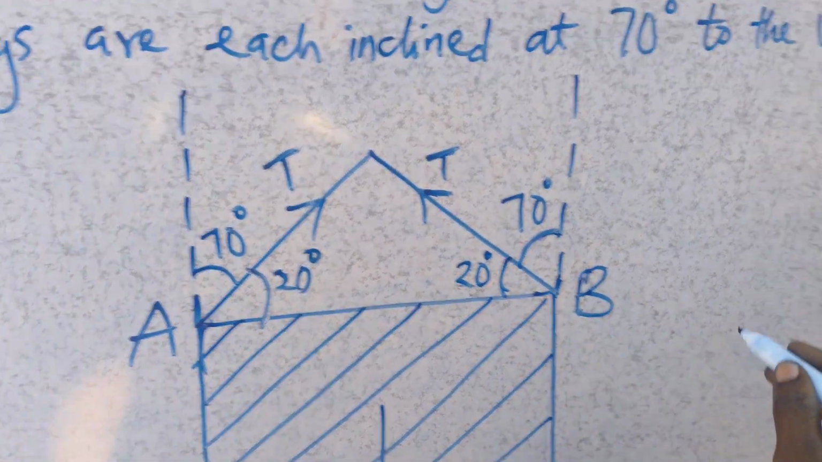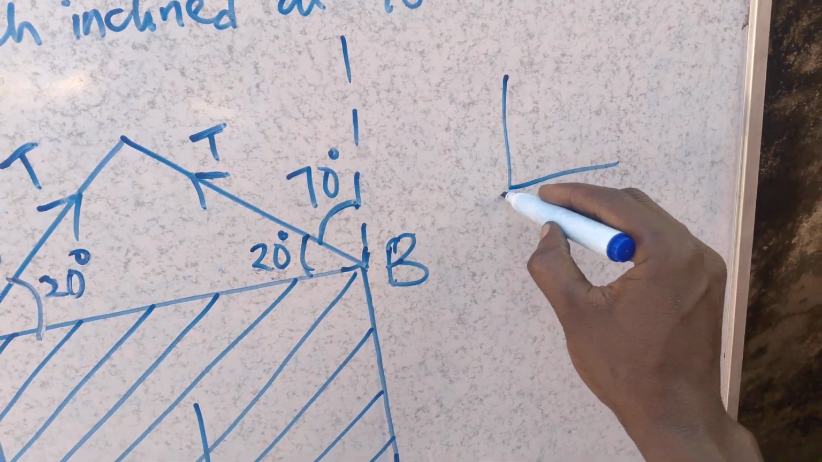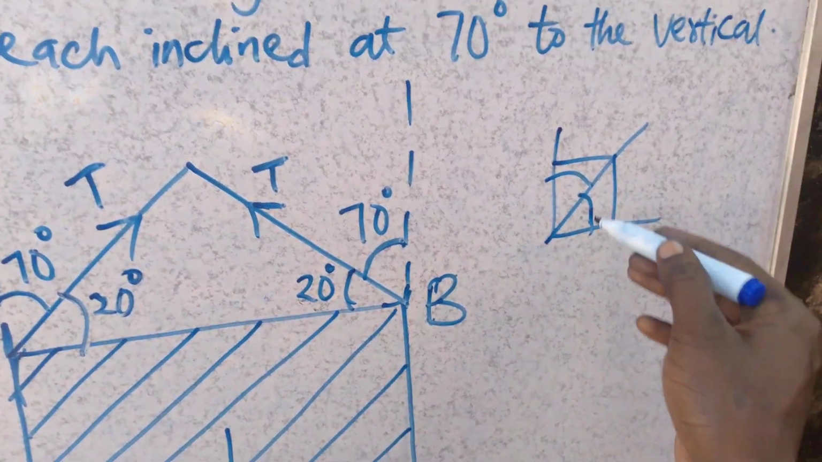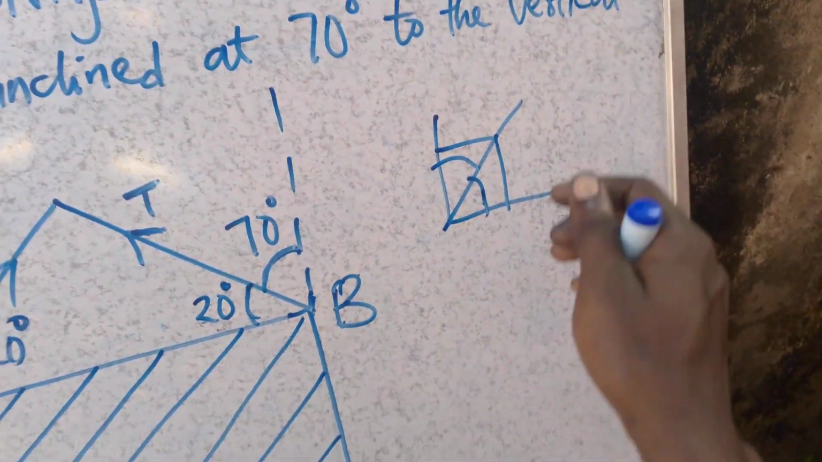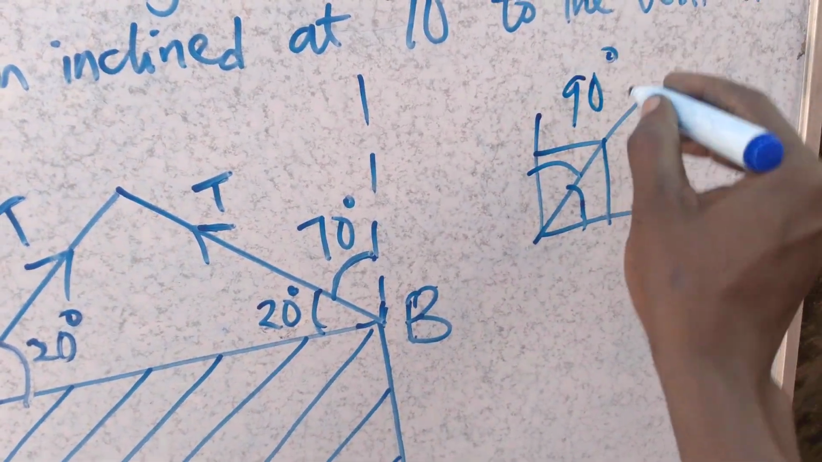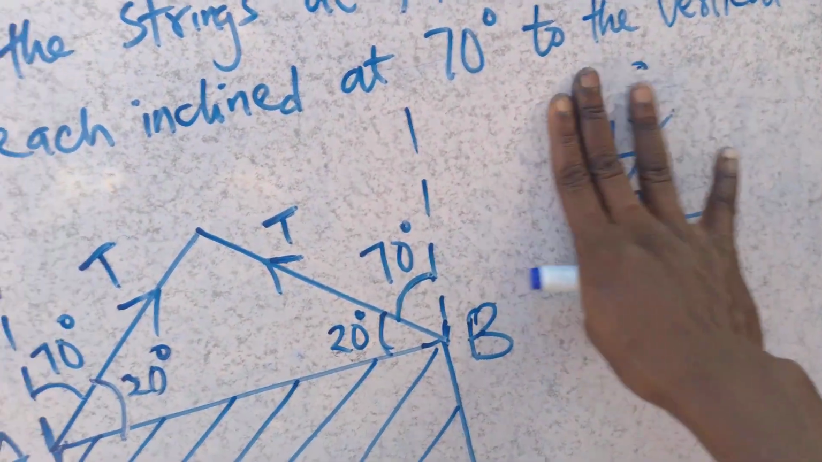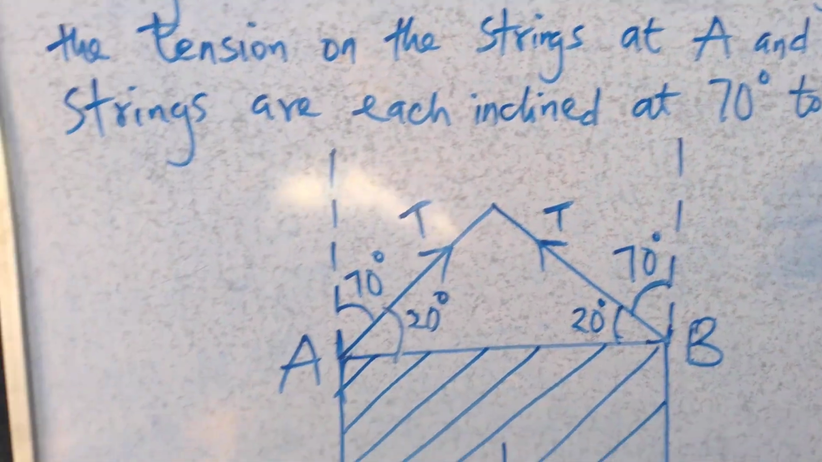Okay, that is it. Add it, everything is 90 degrees. So everything here is 90. That will be 70 plus 20 is 90 degrees. Okay, alright, that's it by the way.